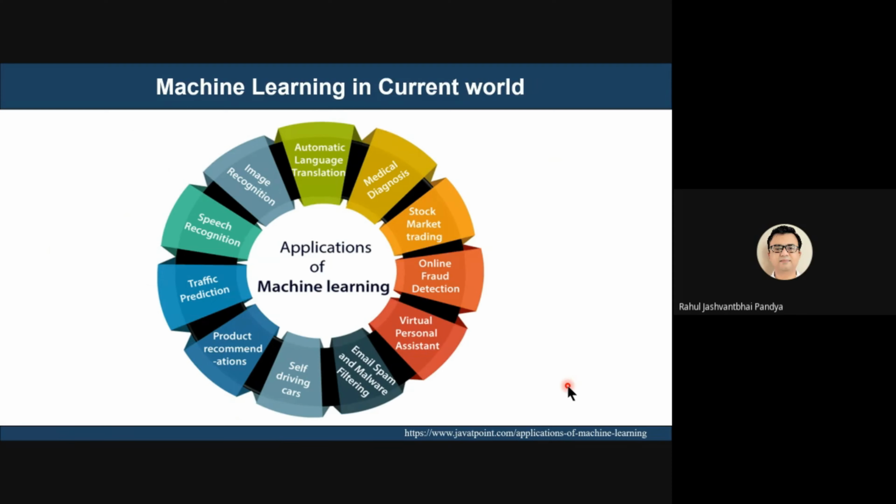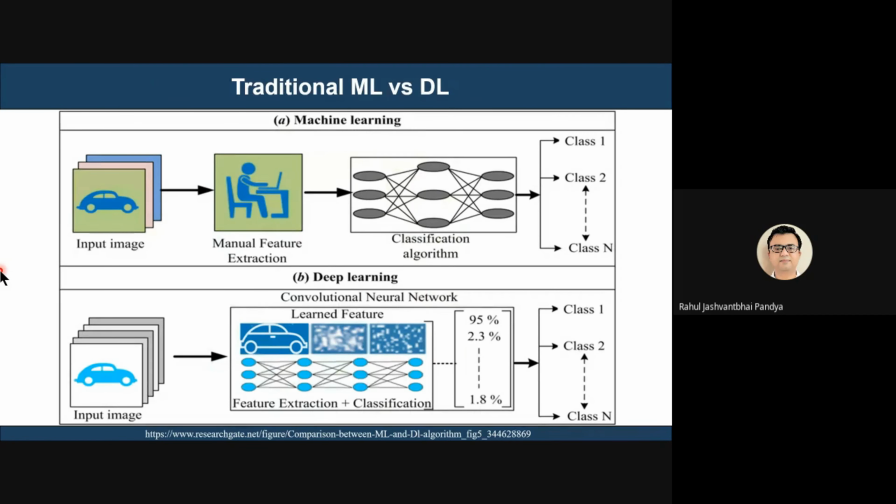There are several applications of machine learning, such as automatic language translation, medical diagnosis, stock market predictions, fraud detection, email spam detection, self-driving cars, product recommendations on e-commerce, these online sites where we do the shopping, traffic prediction, speech recognition, image recognition, etc. These are the major applications of machine learning.